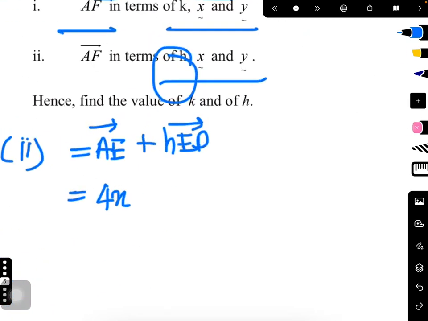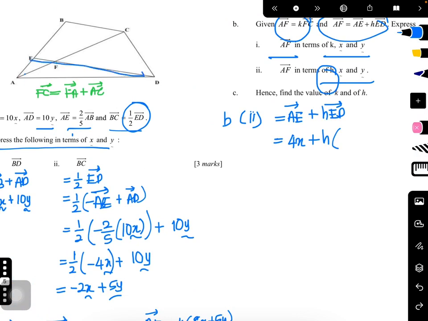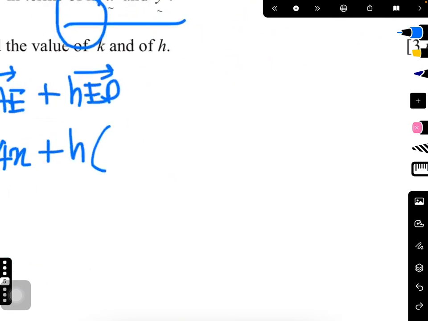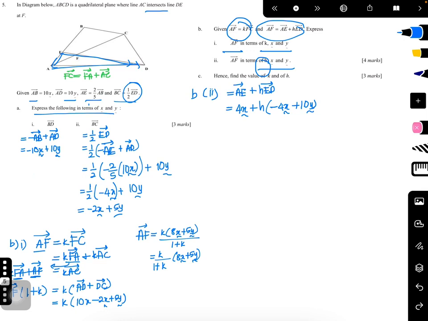So we just continue plus HED. What is ED? ED is from here. So in order to get ED, we can use EA plus AD. So negative 4x plus 10y. AE is 4x, but we need to change it because ED is EA plus AD. EA is negative 4x, AD is 10y. Okay.